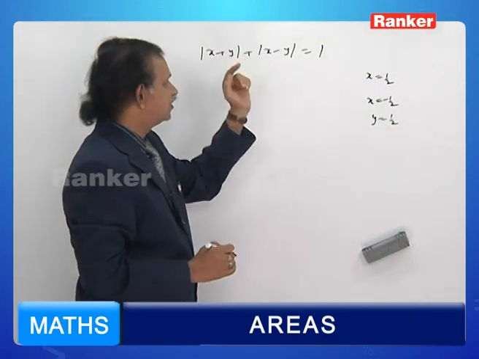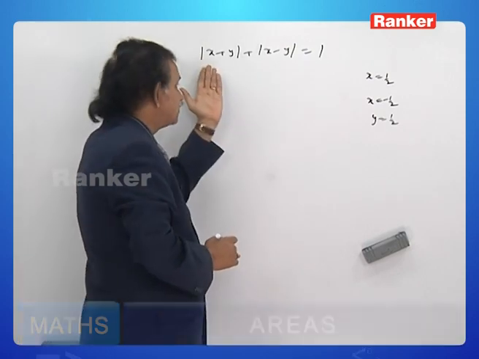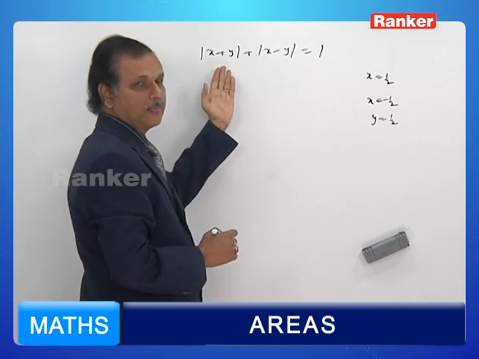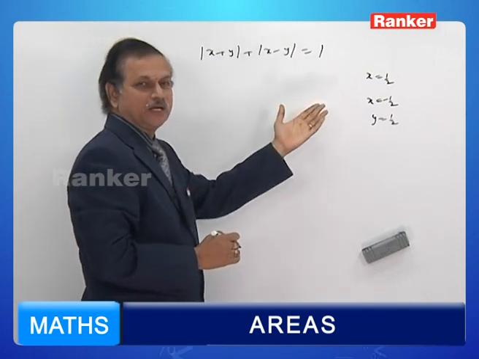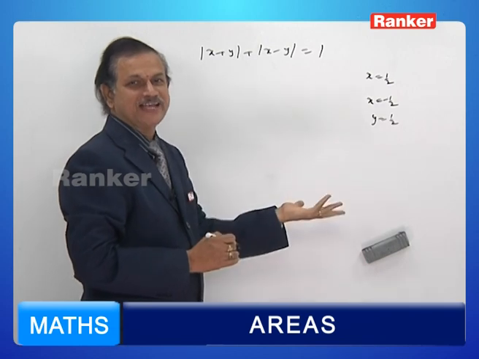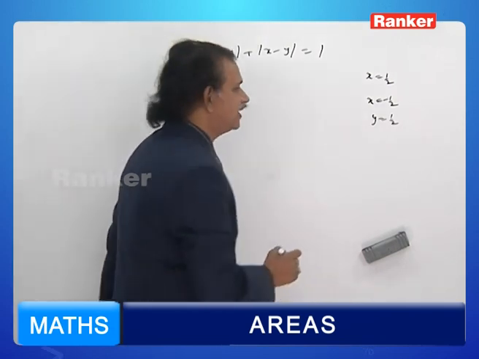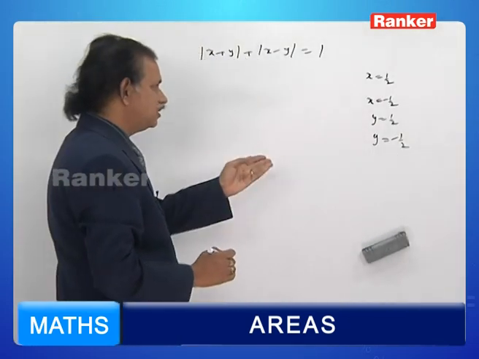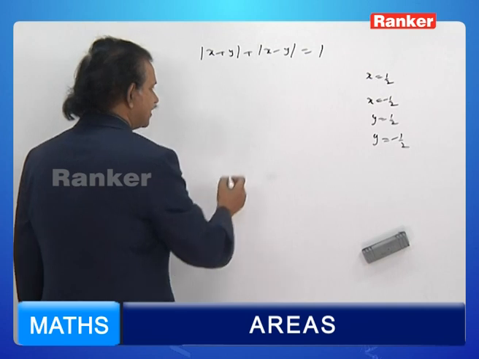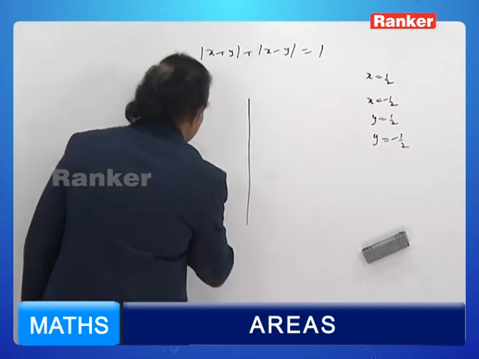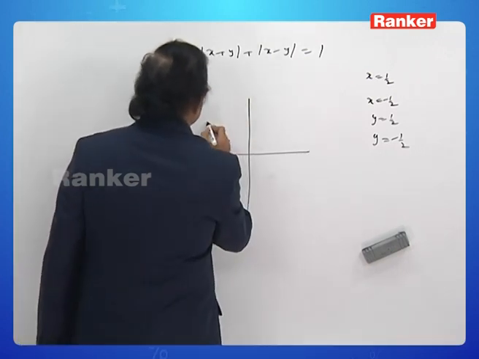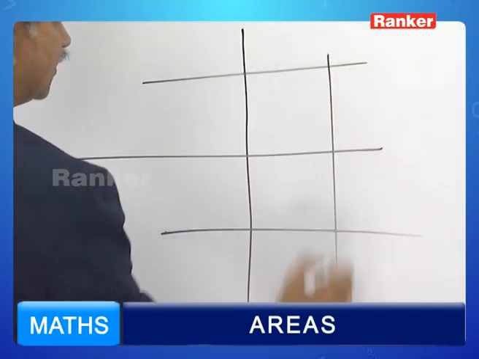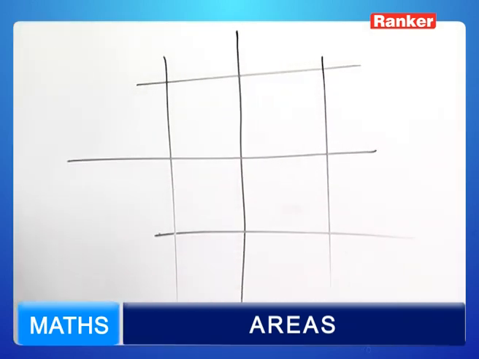Suppose x plus y is negative and x minus y is positive. What happens then? Minus x minus y plus x minus y is equal to 1. X will be cancelled, minus 2y is equal to 1, hence the answer is y is equal to minus half. You plot all these straight lines on a graph paper. This is y is equal to half, this is y is equal to minus half, this is x is equal to half, this is x is equal to minus half.